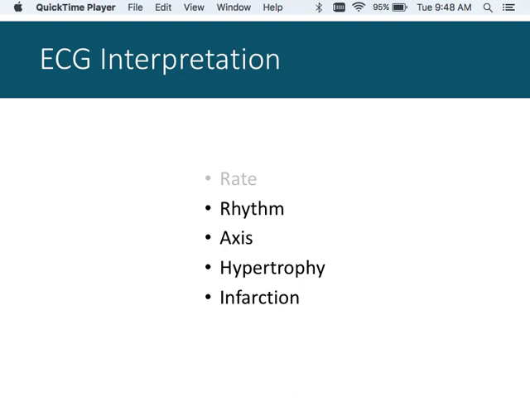Okay, so we're on to rhythm. Rate is a no-brainer, right? What was our 300 rule? 300, 150, 100, 75, 60, 50.